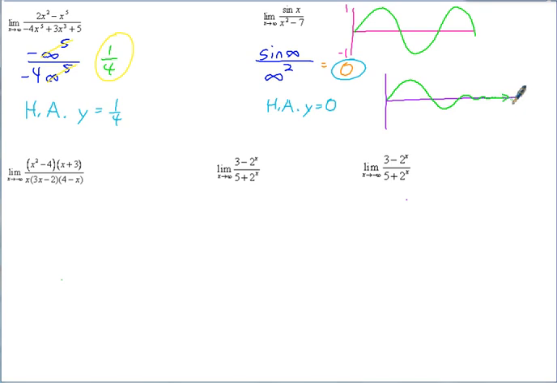So it's going to keep fluctuating back and forth between positive and negative because the denominator is just positive. But because the denominator gets bigger and bigger, those fluctuations get smaller and smaller.